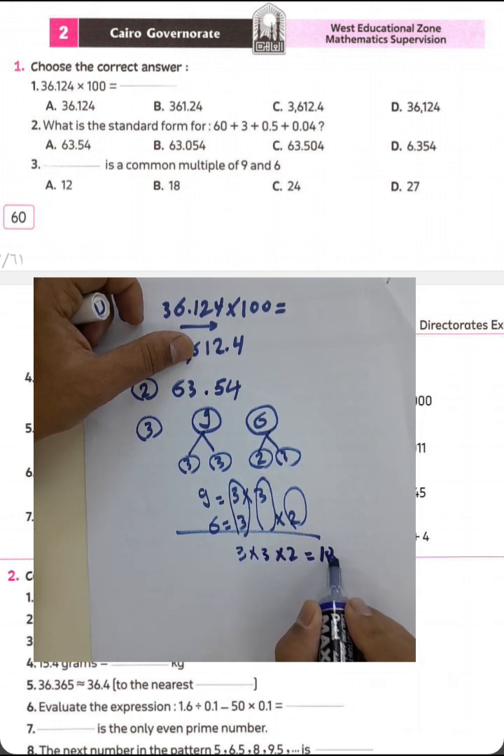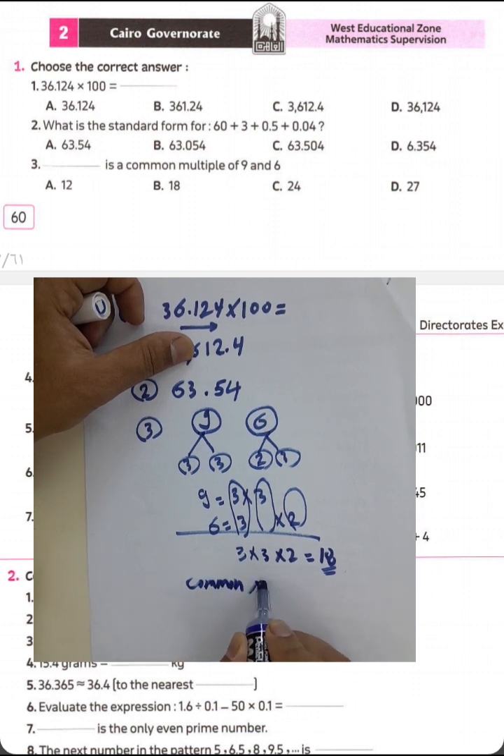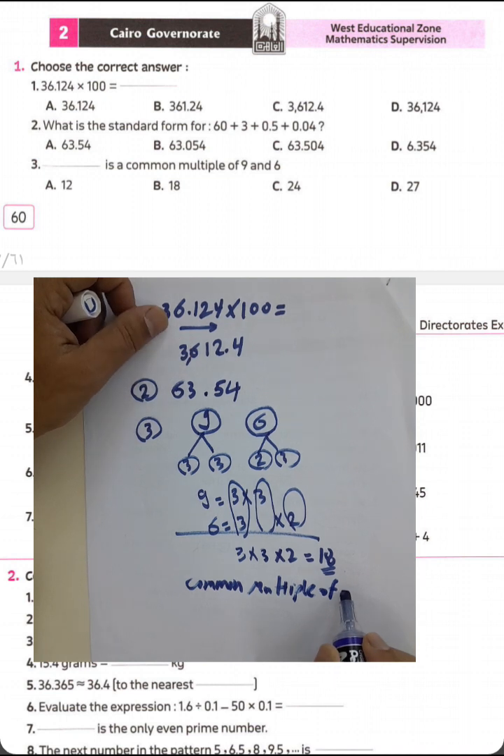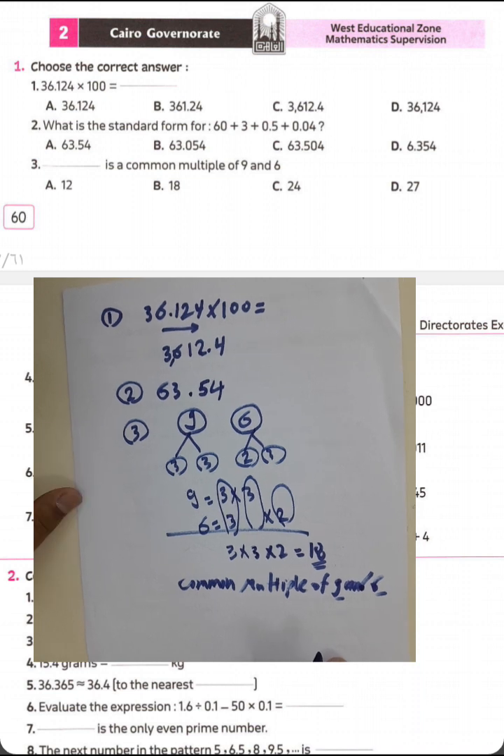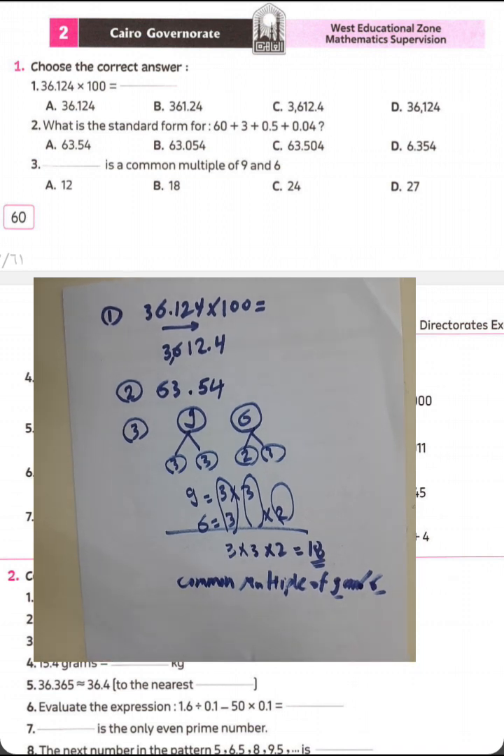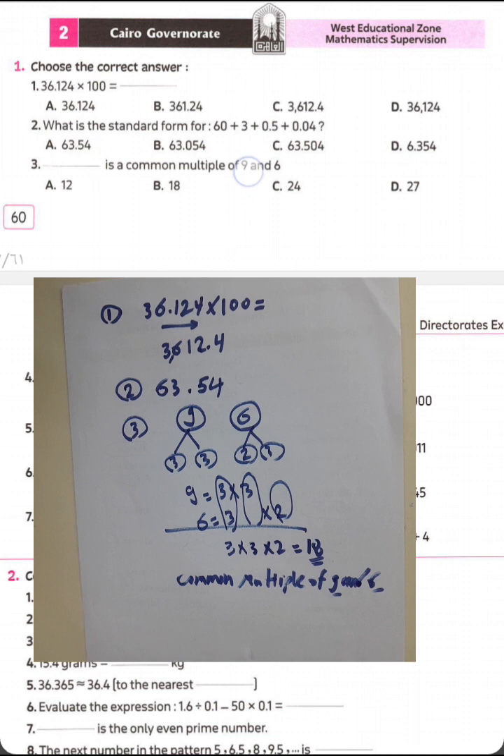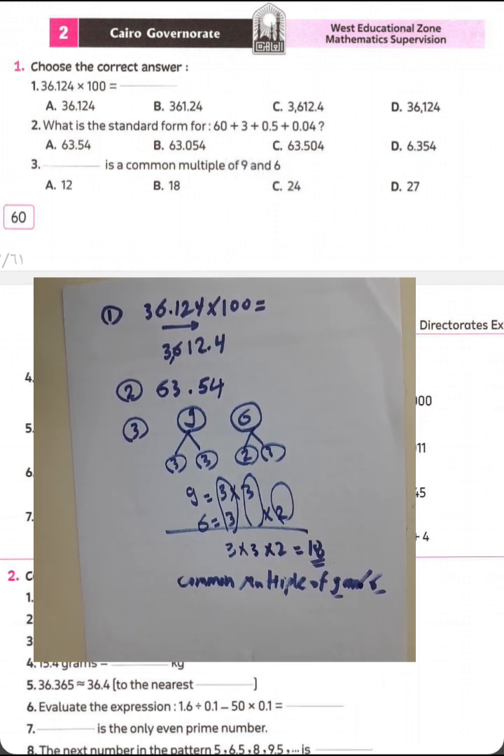It will be 18. 18 is a common multiple of 9 and 6. Or you can choose the greatest number, 9, and 9 can't be divided by 6. Then 9 plus 9 equals 18. 18 can be divided by 6. You must choose 18 in one step, okay?